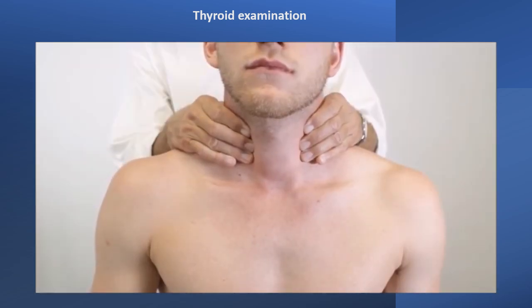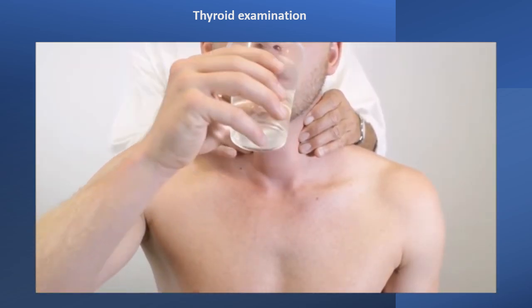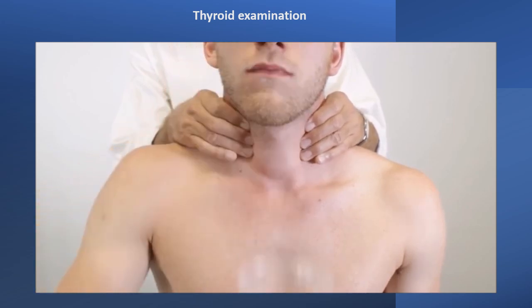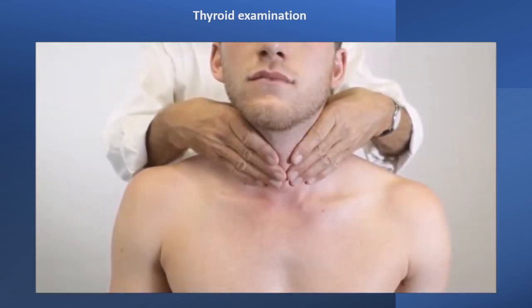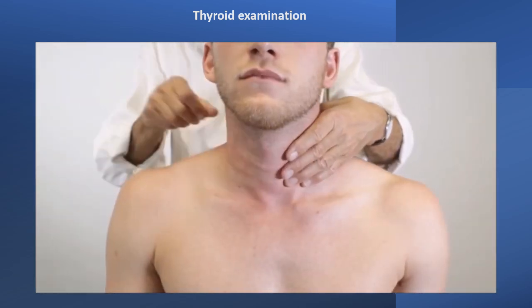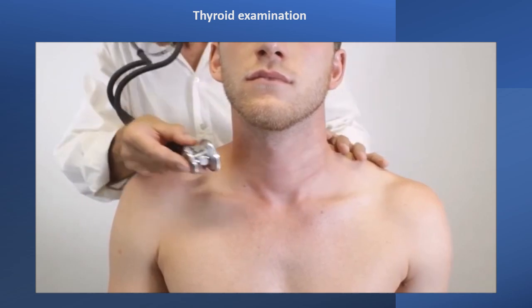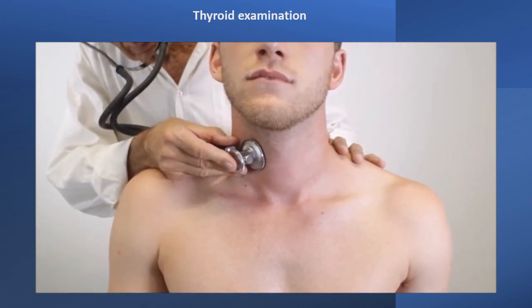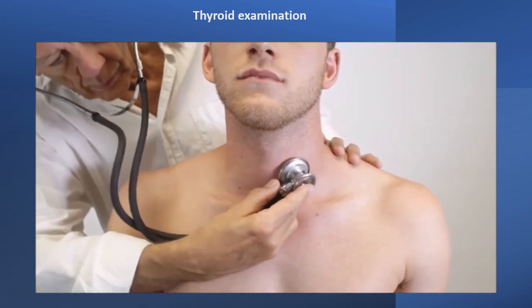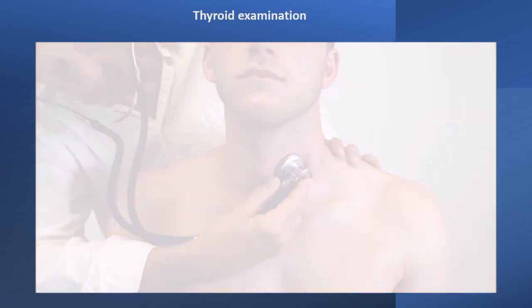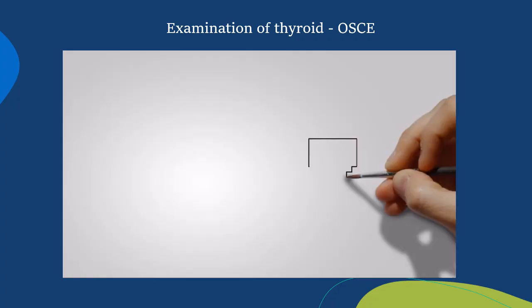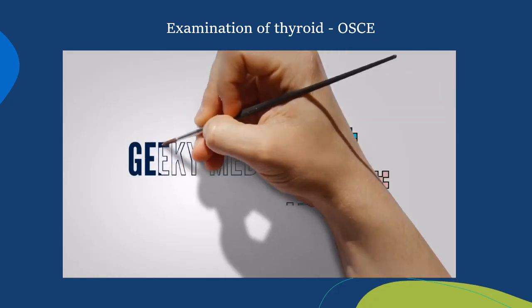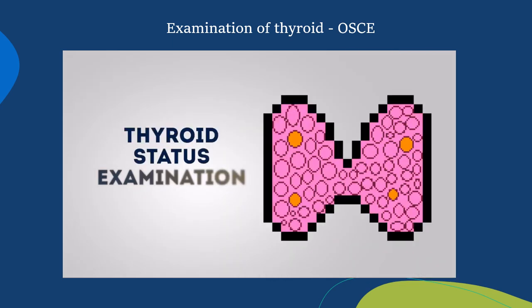To assess the mobility of the thyroid gland, ask the patient to swallow and offer a glass of water if necessary. If thyroid perfusion is increased, like in Graves' disease, examination may reveal an auscultable bruit and a palpable thrill. This slide demonstrates the examination of the thyroid as required in the OSCE examination.